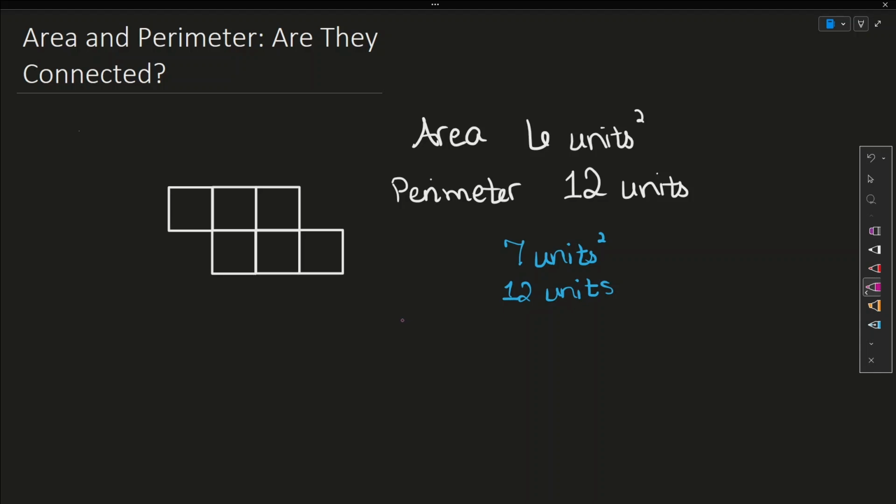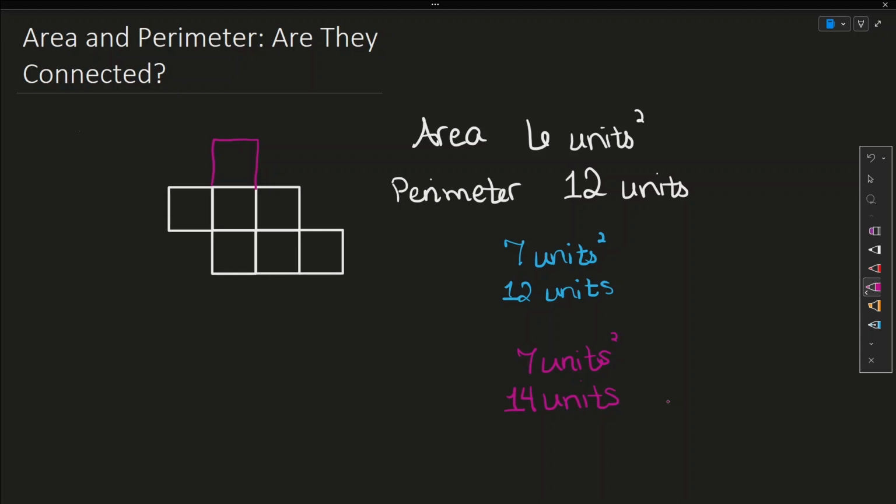Can we add a square tile so the perimeter increases by 2? That is another yes. If I add one right here, my area would once again be 7 square units, but my perimeter would now be 14 units. What about adding a square tile so that the perimeter increases by 3? Again, students can explore and test placements, but the conclusion is no.